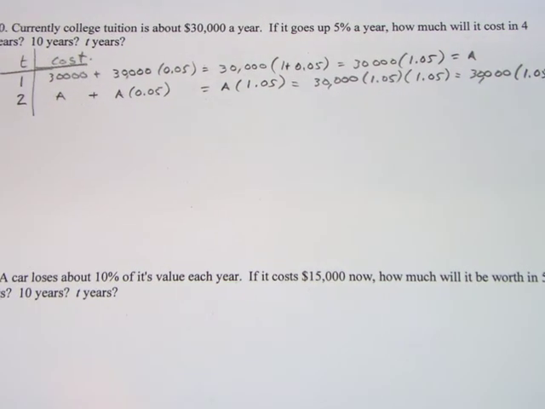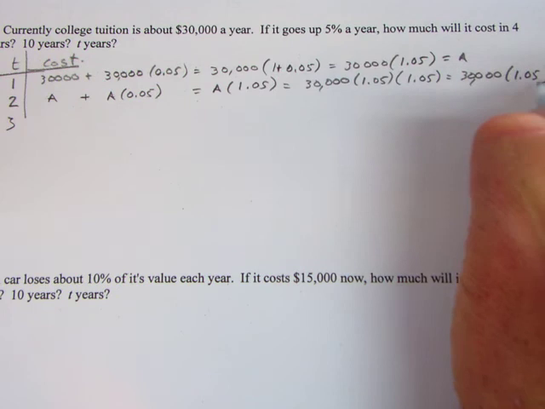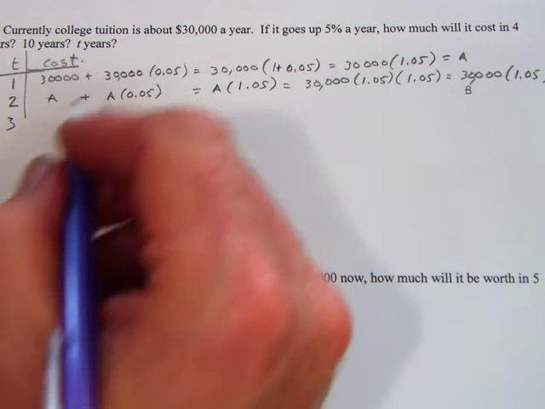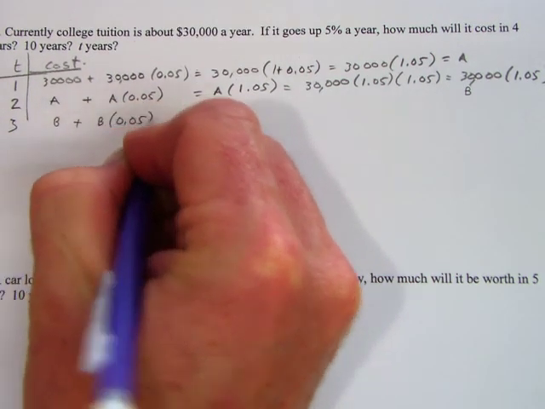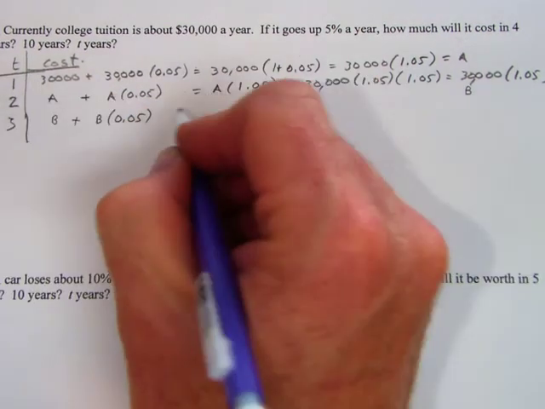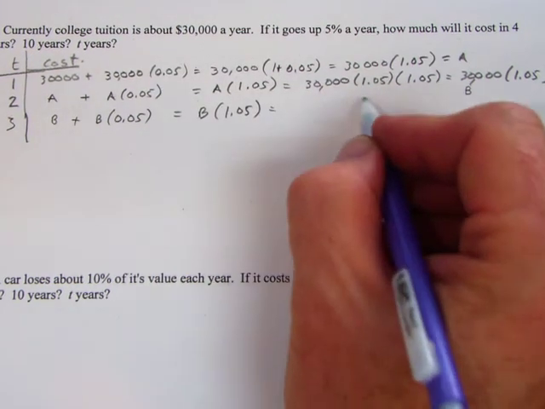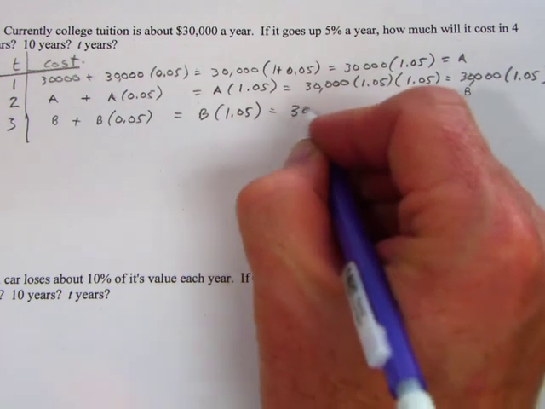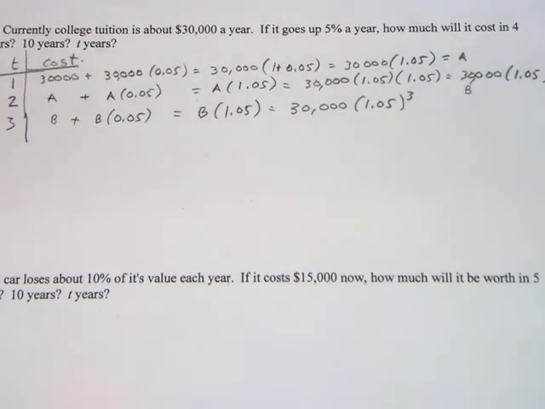Let's try the next year, the third year. Now what I'm going to do is look at it again, but this time I'll call this value B. We have B plus B times 0.05, because again, we're going up 5% of whatever the previous year is. So we're going to have B times 1.05. If I skip this step, it's going to be 30,000 times 1.05 squared times one more 1.05. So we'll have 30,000 times 1.05 to the third power. Do you see the pattern here?